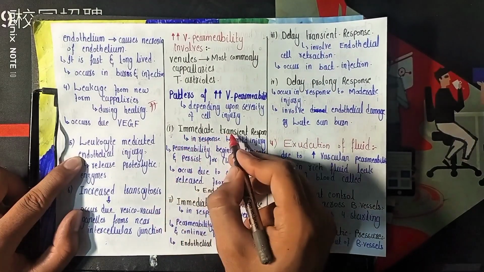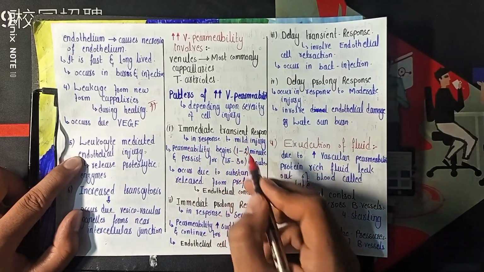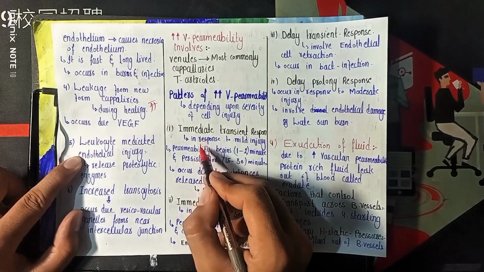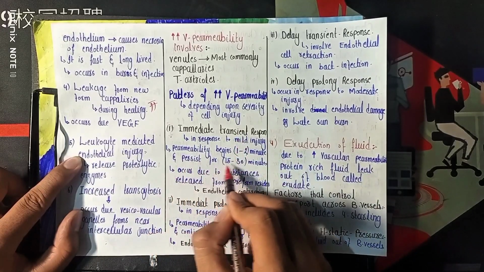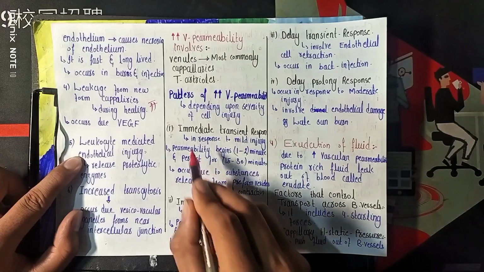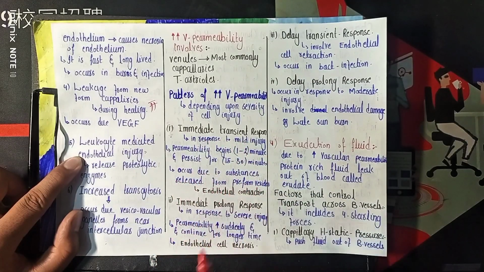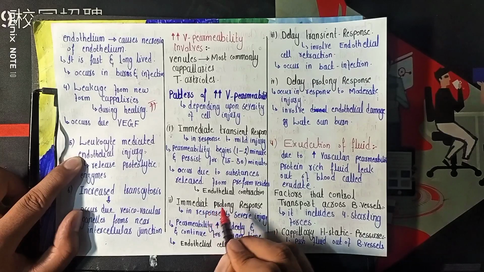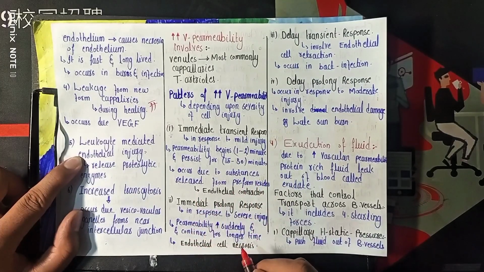So the first one is the immediate transient response that occurs in response to mild injury. Immediate means that the permeability begins within 1 to 2 minutes, and transient means that it passes for a shorter duration, about 15 to 30 minutes. The immediate transient response occurs due to substances released from preformed vesicles, like histamine and bradykinin, and it includes endothelial contraction.